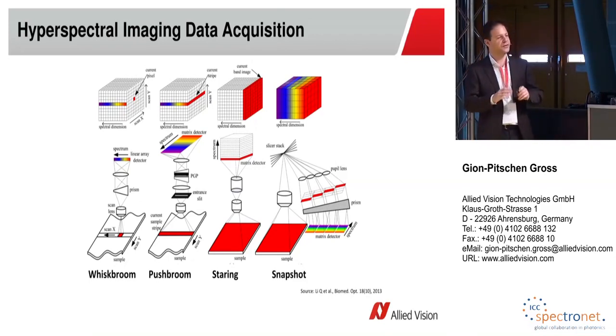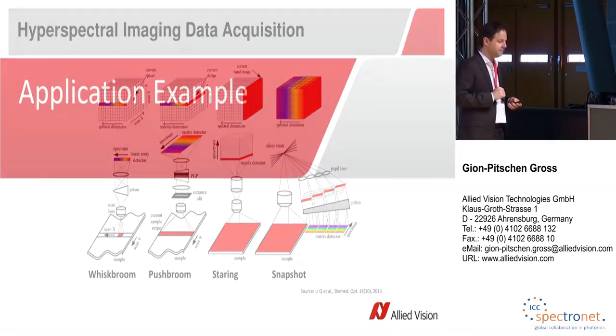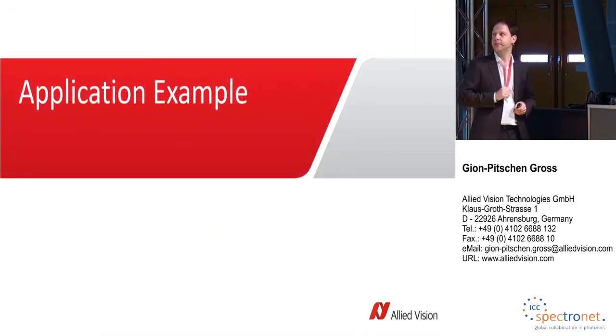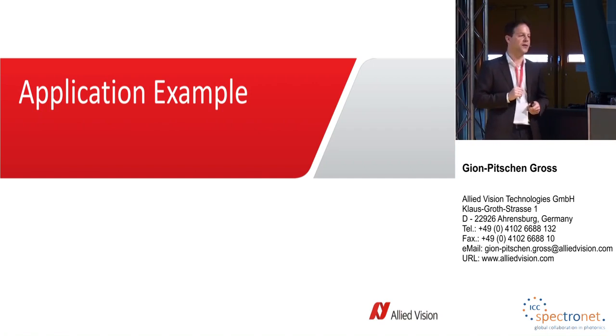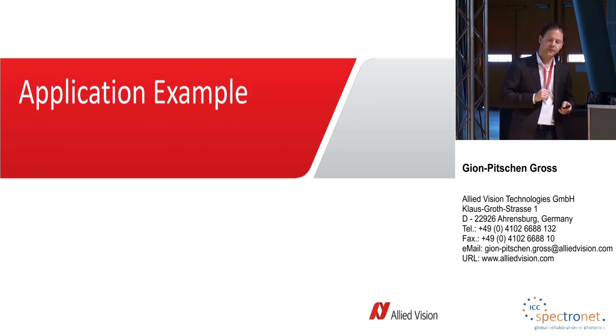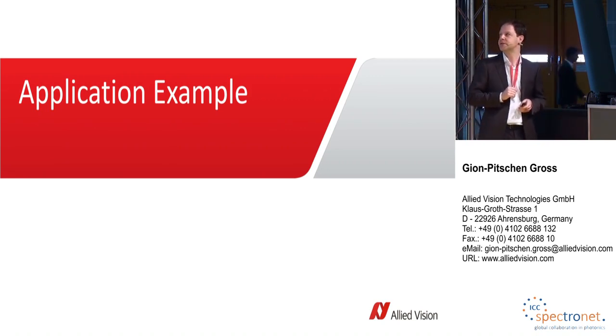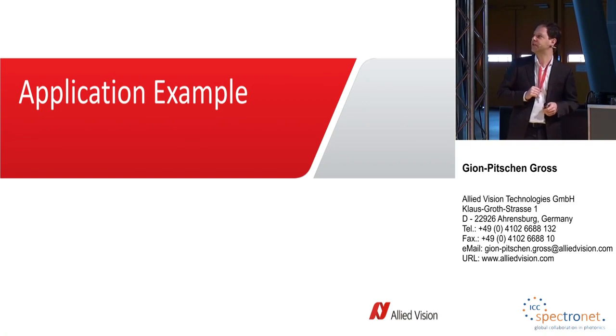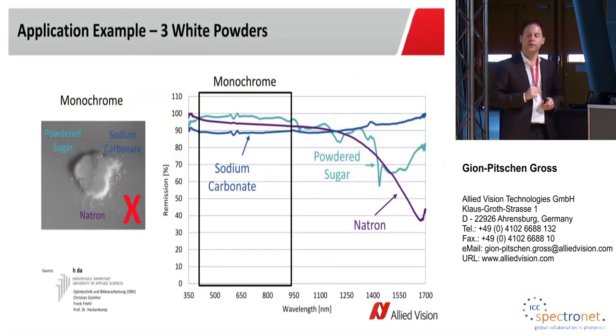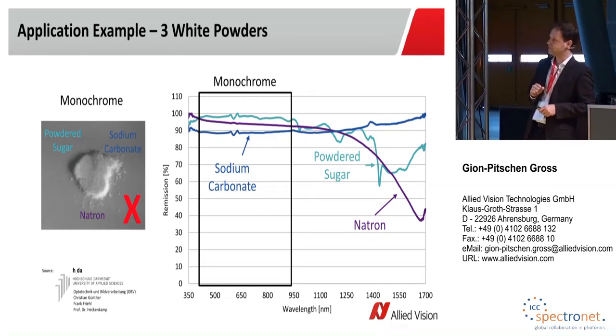So after this rather theoretic approach, let's now have an application example. On the image above, I have 3 different powders. Yet from just looking at it, it is not possible to distinguish any. So for each of the materials, we had the spectral data recorded. So we see the spectrum from the lower end of the visible range, roughly 350, up into the shortwave infrared region.